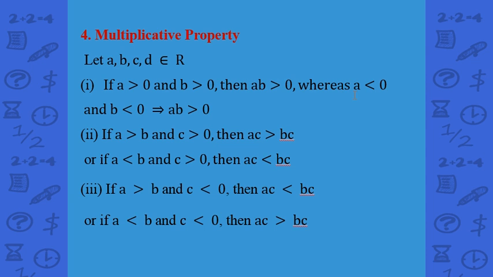Whereas if A is less than 0 and B is less than 0, meaning both my numbers are negative, then this implies that AB is greater than 0.